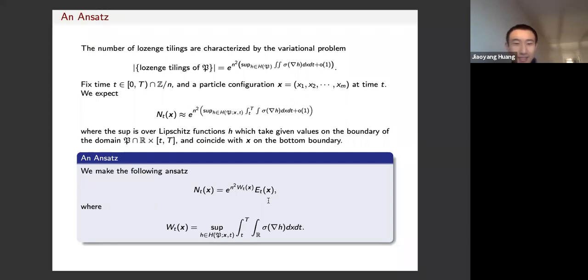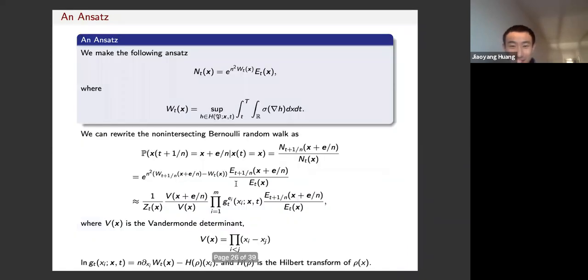So if you just guess this way, you will think that this correction term should be much smaller than the leading term. And then in this way, we can plug this back into this non-intersecting Bernoulli random walk. And then we will have the ratio of the correction term and also the difference for the leading term, which is e to the n squared, W_{t+1/n} minus W_t.